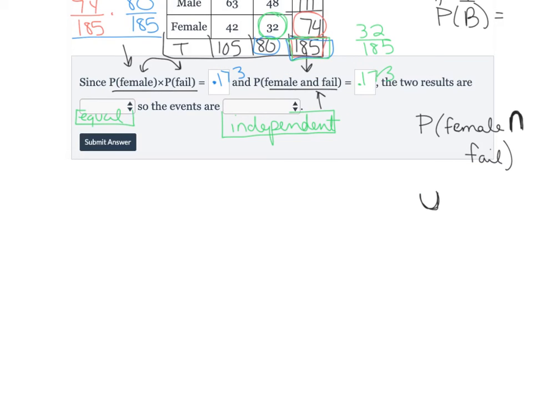So even though I've really tried to help you understand this concept of independence, basically what you're looking for is if the two things you're checking are equal, then the events are independent, or if the two probabilities are unequal, then the events are dependent or impacting each other in some way.